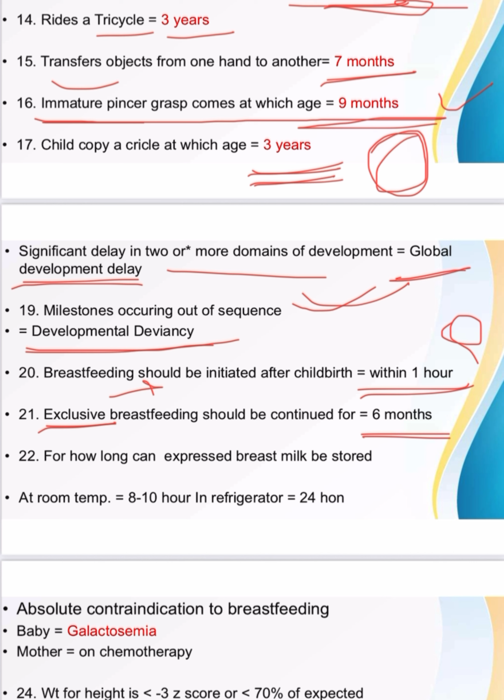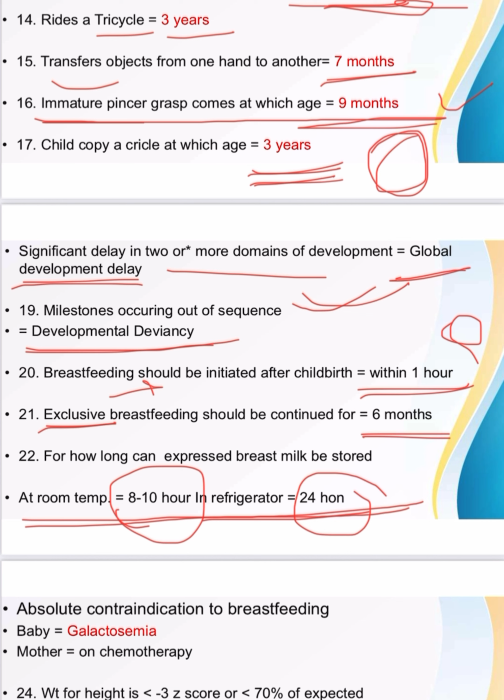Then, for how long can expressed milk be stored at room temperature? At room temperature, 8 to 10 hours. In a refrigerator, 24 hours. At room temperature, 8 to 10 hours breast milk can be stored, and in a refrigerator, 24 hours.